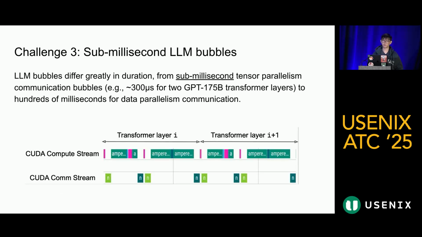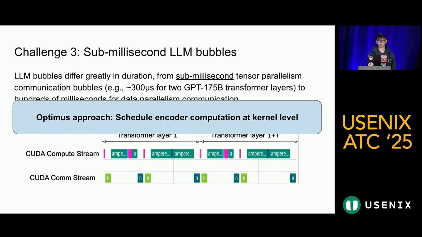Our last challenge is one special type of LLM bubble. They are actually very short. For example, the bubble caused by tensor parallelism is less than 1 millisecond. Based on our profiling, it is around 300 microseconds for a GPT 175 billion transformer layer. Using this kind of bubble is hard because our first attempt was to schedule encoder computation at layer granularity, but even one single layer can be longer than 1 millisecond.